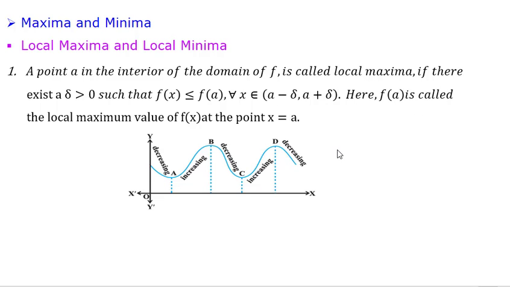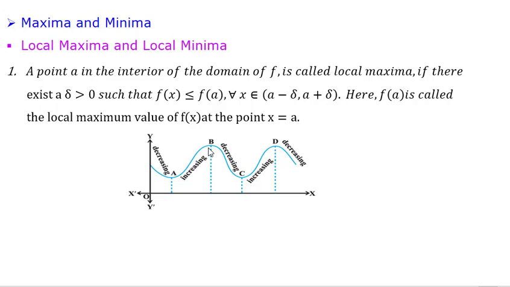If there is not a single maximum or minimum value but many maxima and minima, we define local maxima and local minima for a given range. It is a local maxima when the value towards the left and right of the point is less than the value at the point, as in the case of B. So the point B is called a point of local maxima, and the maximum value is f of B.